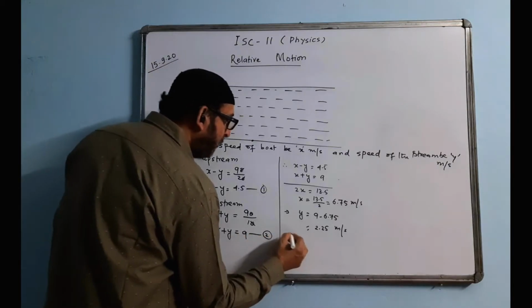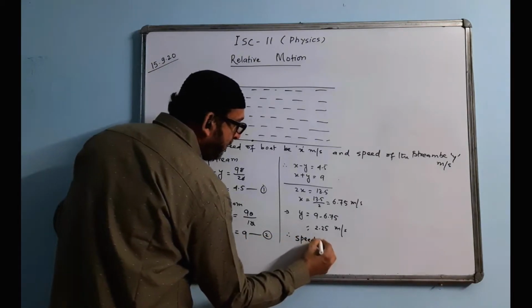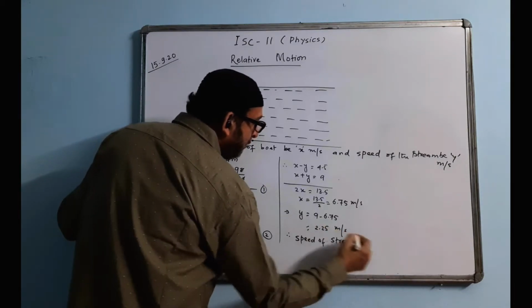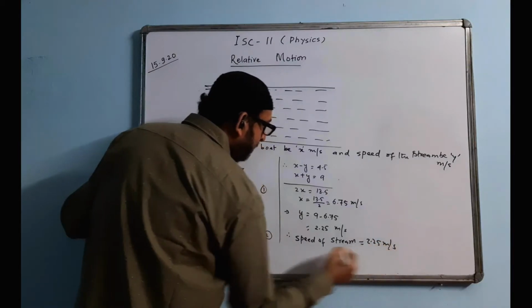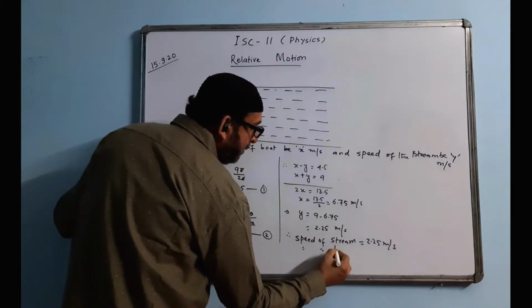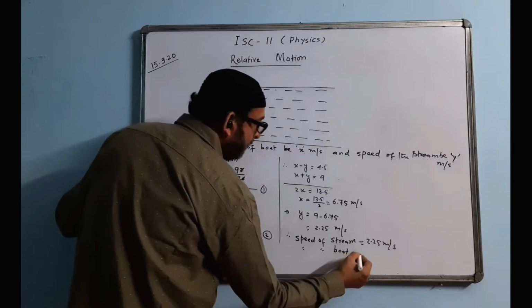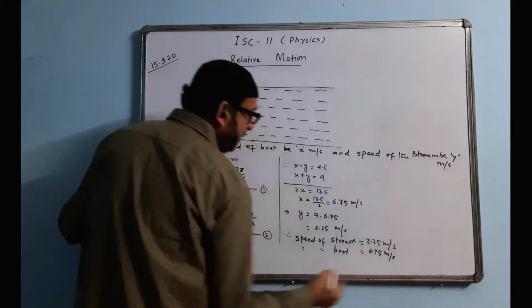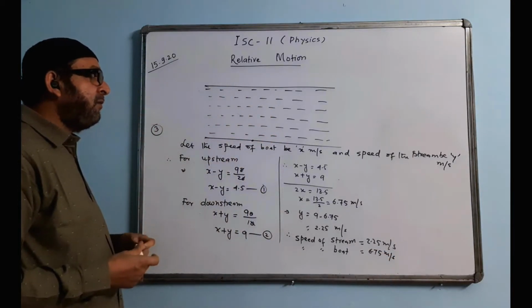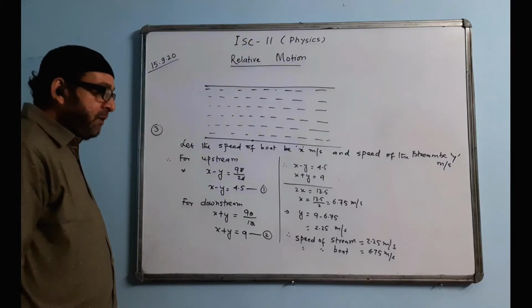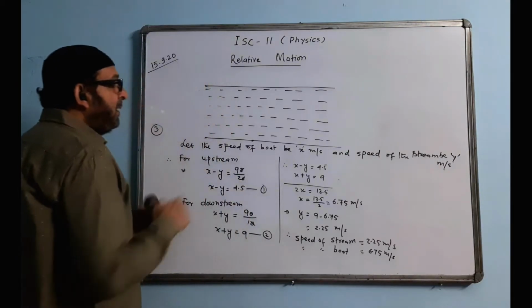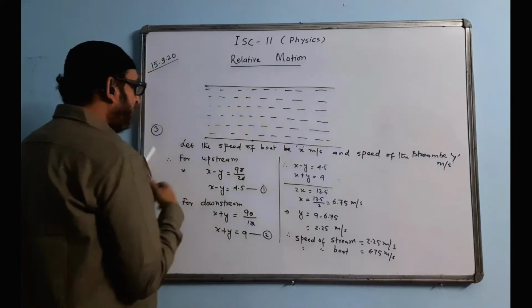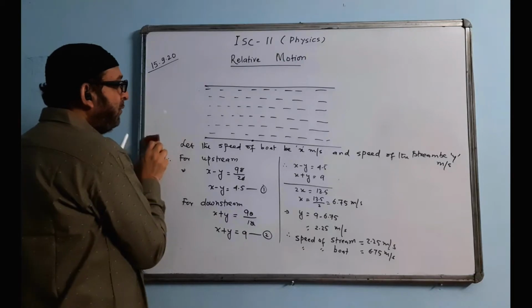Therefore we conclude now. The speed of the stream is equal to y, 2.25 meter per second. The speed of the boat is equal to x, that is 6.75 meter per second. So this is a simple case of upstream and downstream. In that case, the boat is somewhere here in the middle and it's going against the stream. So that was question number 3 from your book.